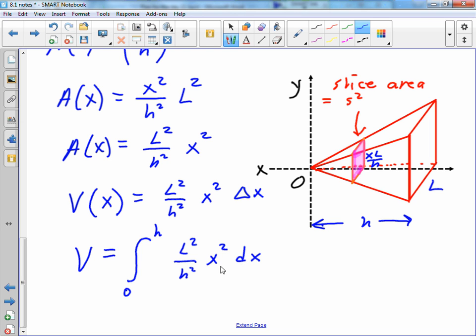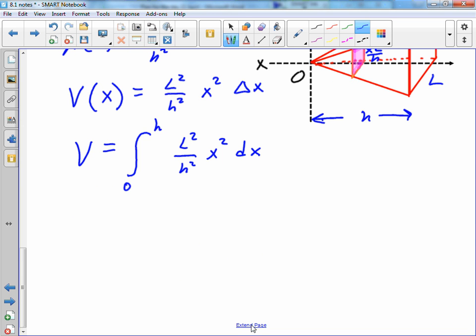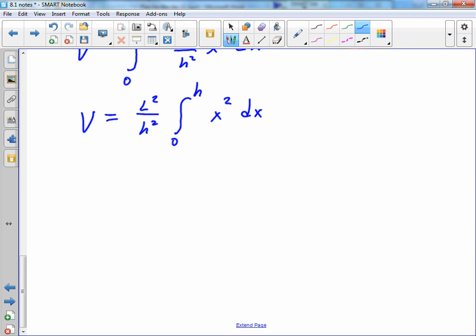Gives us a volume. Again, remember the L squared and the H squared, we don't have to worry about those, they are constants. I mean, we'll deal with them, but for right now, if you want to, you can move them outside of the integral sign. X squared dx. So now we can go ahead and integrate that and say the volume equals L squared over H squared of, okay, X, add 1 to the exponent, multiplied by the reciprocal, 1/3 X cubed, evaluated from 0 to H.